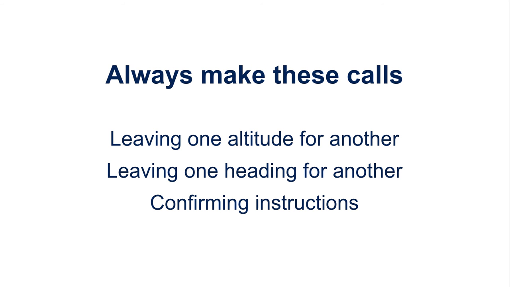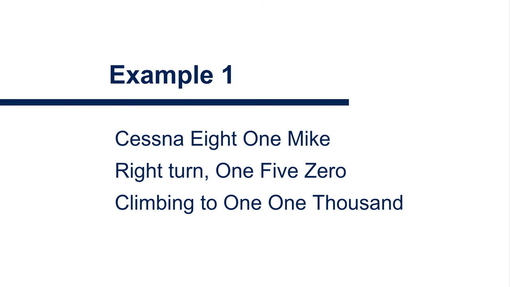So when will you be expected to make these calls? In training, you're going to be expected to state headings, altitudes, and tail numbers under the following circumstances where the information is relevant. When leaving one altitude for another, you will state the altitude you're departing and the one you are climbing or descending toward. You will also use this terminology when leaving one heading for another, and you'll include the direction of turn. And finally, you'll repeat back the headings, direction of turn, and altitude changes whenever repeating back instructions provided to you by your flight instructor. Let's look at some examples.